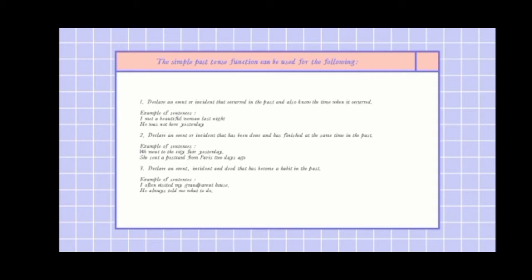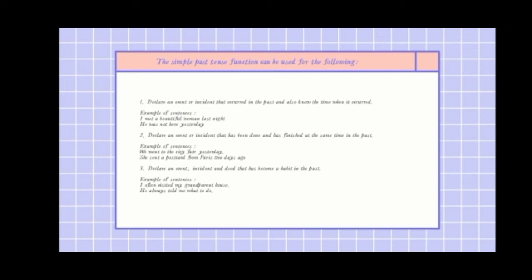Example sentences: I met a beautiful woman last night. He was not here yesterday. Second, to declare an event or incident that has been done and finished at a specific time in the past. Example sentences: We went to the city fair yesterday. She sent a postcard from Paris two days ago.